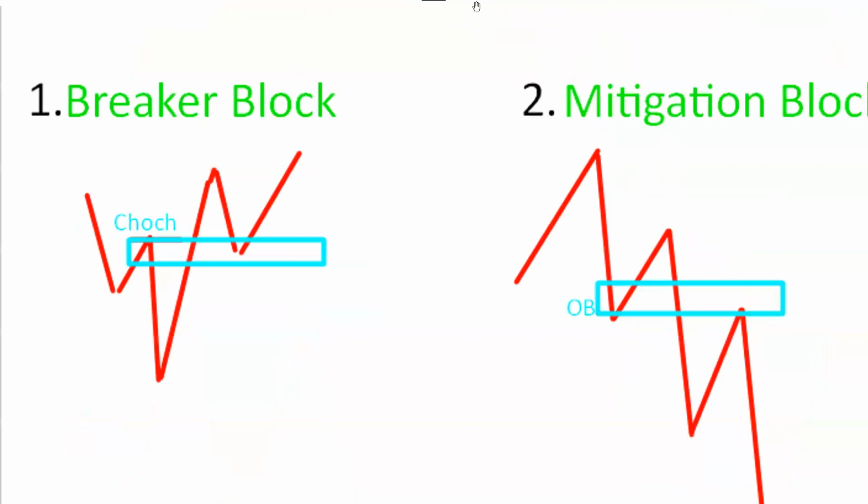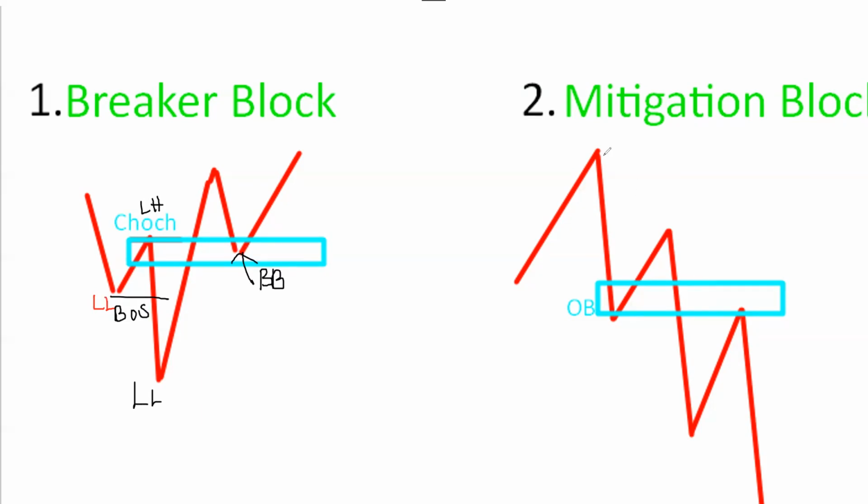So the first concept, as I said, is the breaker block. In a breaker block, when we have a lower low, we will see whether the new lower low has a break of structure, and the one before it we will call the lower high, that makes a CHoCH, and this area we will call our breaker block area. So when this comes, it works. This is about the breaker block.